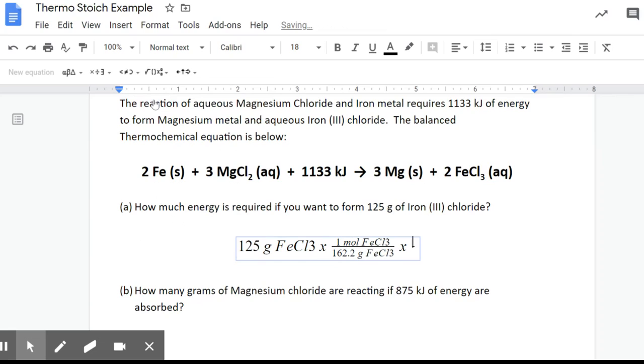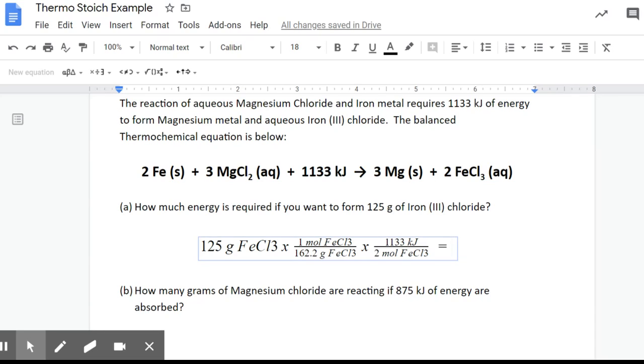The energy needs to be on top because that's what we're looking for. So 1,133 kilojoules of energy. And that is needed every time we want to produce 2 moles of the FeCl3. This 2 in our conversion factor is coming directly from the coefficient. So if we look, everything's going to cancel. We've got the moles canceling and the grams canceling. We're going to be left with kilojoules.